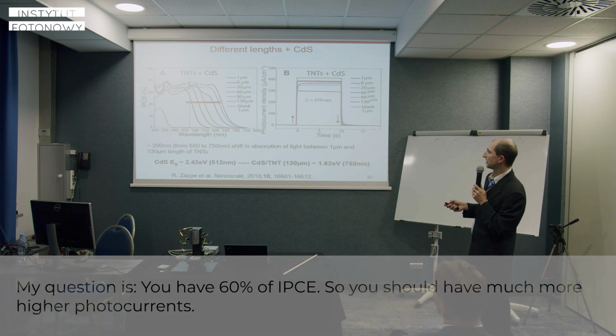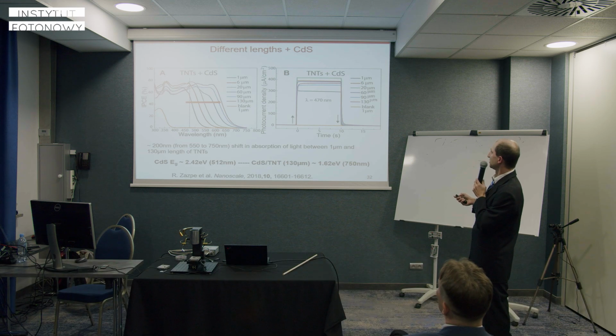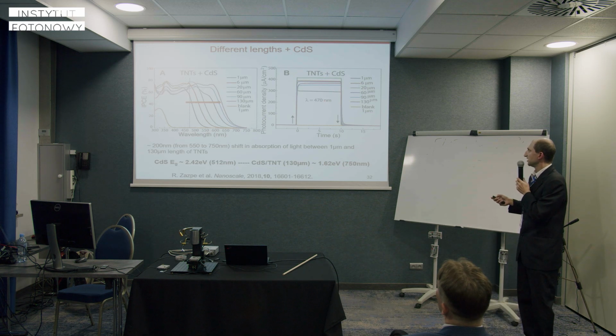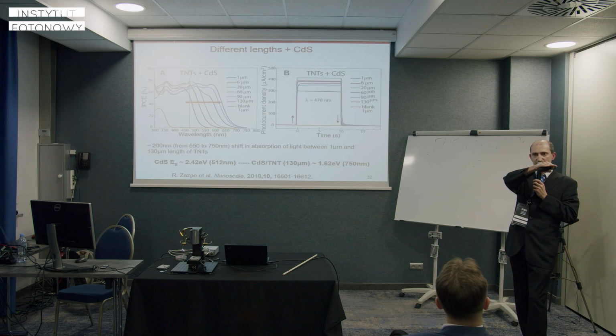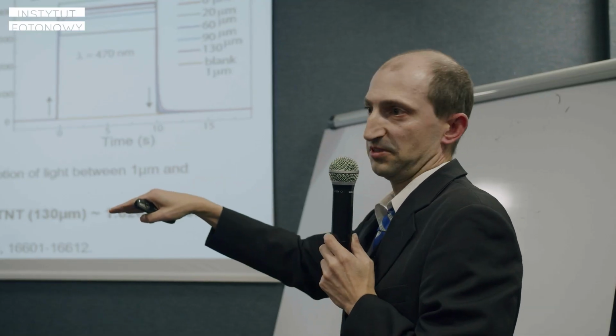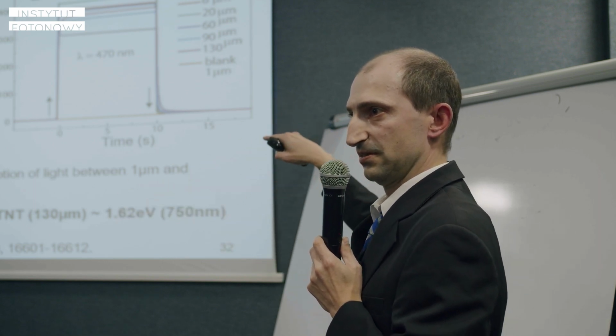My question is, you have 60% of IPCE. Yes. So you should have much higher photocurrents. On the right, I see here. Well, that's a good question actually. I think this is also about how you treat the data. Because sometimes, especially in chalcogenides, the background is not flat. It is a little bit curved, and you have to subtract the background. And that might be the reason why you have a slightly different photocurrent.